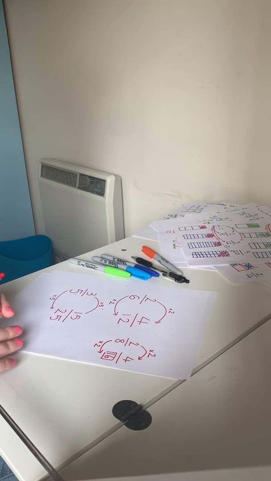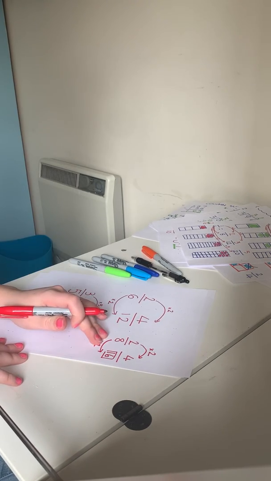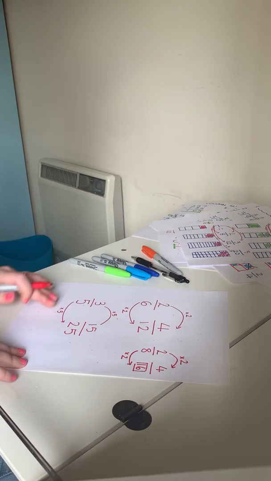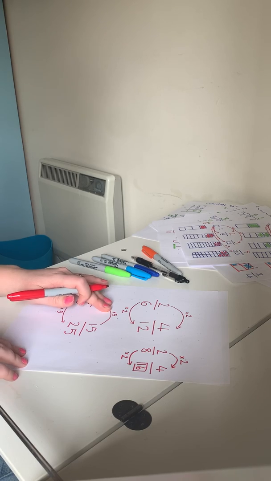That is what you have to remember about equivalent fractions. Whatever you do to the denominator, do to the numerator. If you've times this by 2, times this by 2. If you've times it by 5, times it by 5. Okay?